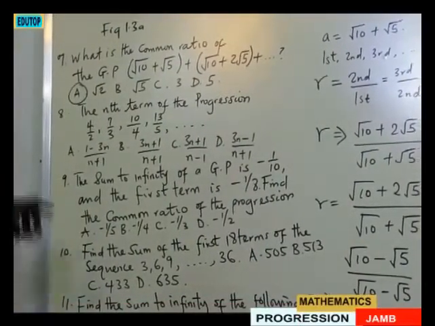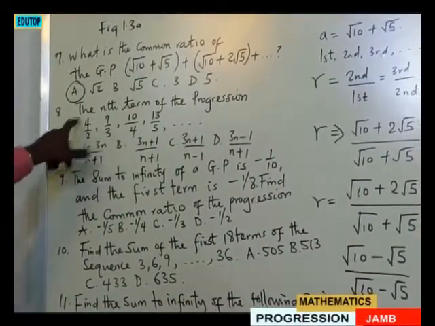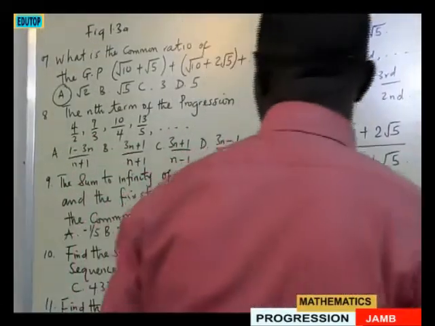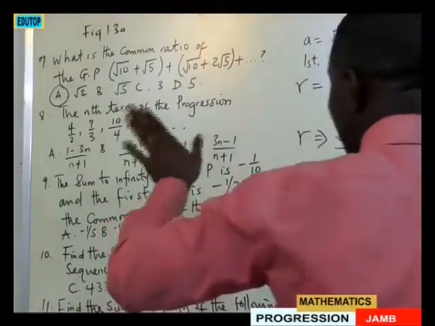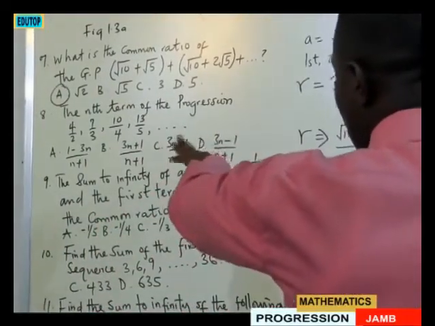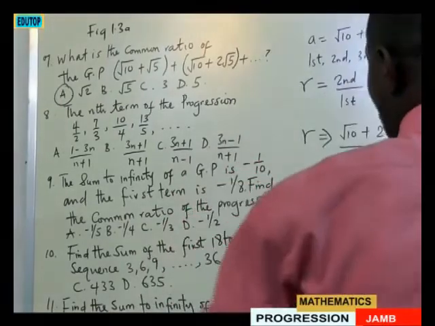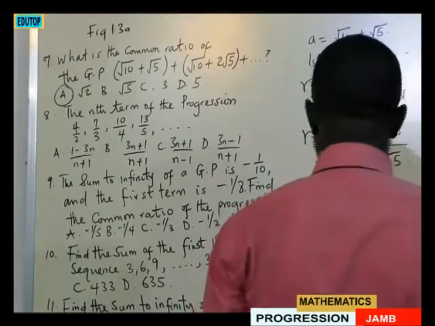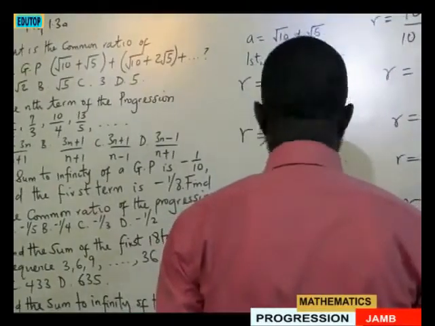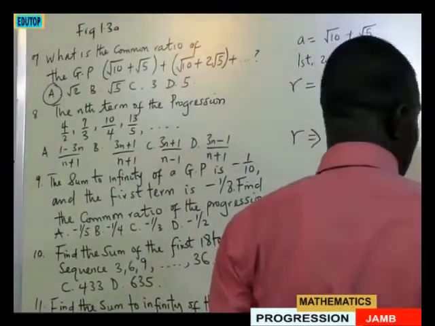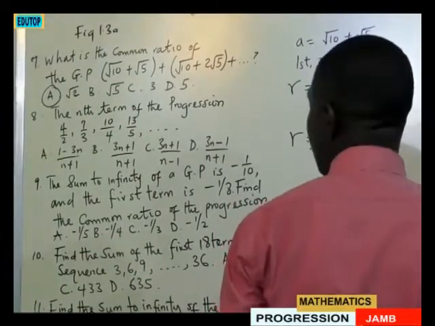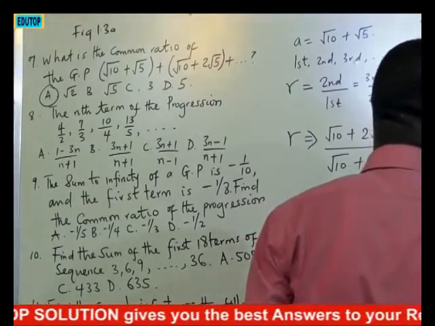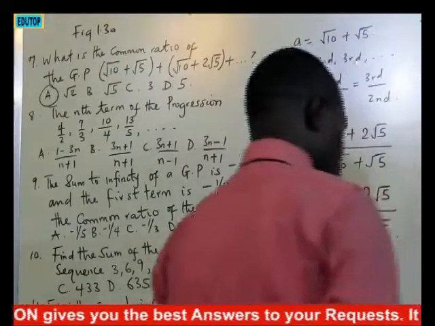Then the number 8 question says that the nth term of the progression. This aspect is a very technical aspect. So I will show you the simplest way to solve this particular problem without wasting a lot of our time. So in this situation, we have, look at the trend, 4 over 2, comma, 7 over 3, comma, 10 over 4, comma, 13 over 5, comma, and it goes on.